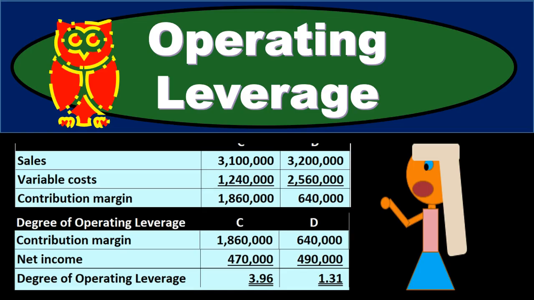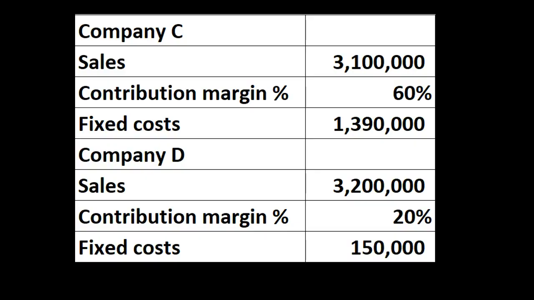In this presentation, we will discuss operating leverage. This will be the data set we will be using. We'll have two different companies, two sets of data, company C, company D. The data we will be considering is the sales, the contribution margin, and the fixed costs for each.